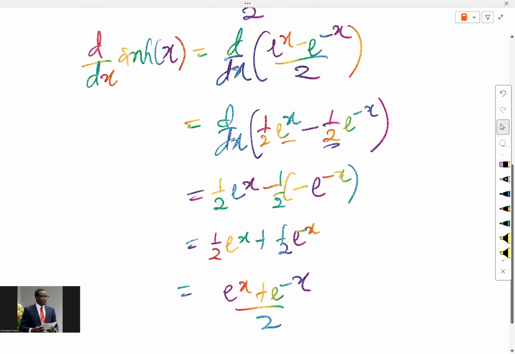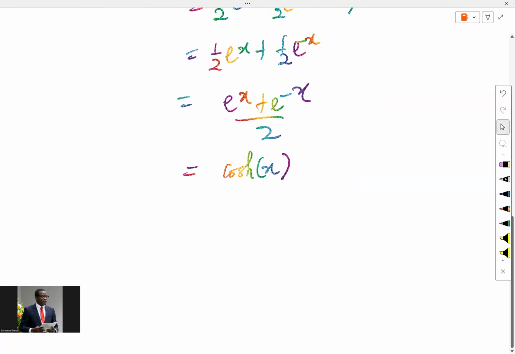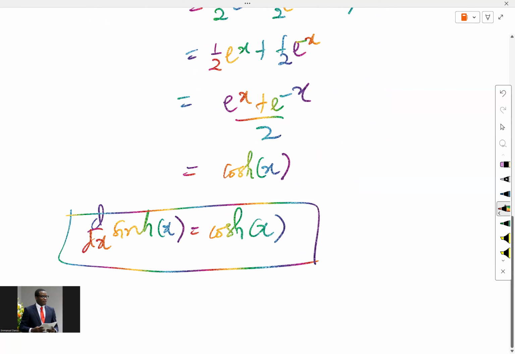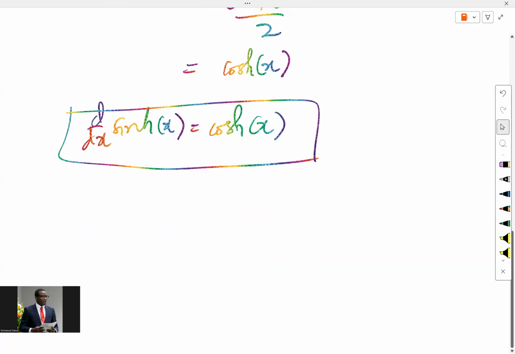I am sure yes, because this is simply cosh x. And that tells us that d/dx of sinh x will give you cosh x. So that has been proven, and I won't worry talking about the same for the others. I'll just go straight.